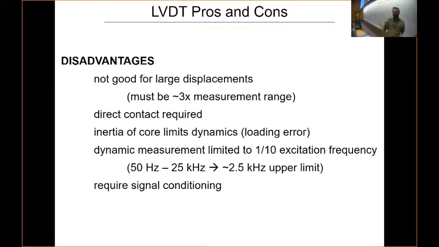The disadvantages are they're not good for large displacements. The length must be roughly 3 times the measurement range. It has to do with the coils: three coils, you have to have space for them. Direct contact is required. That core has to touch something, and that core has some mass to it, so the inertia of the core limits the dynamics. It's going to give some loading error.